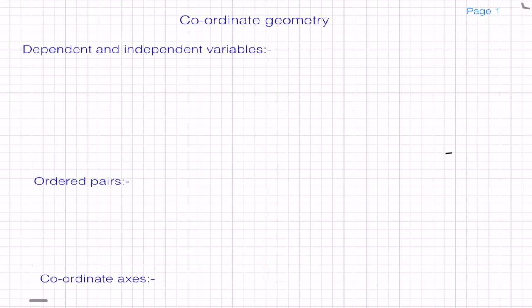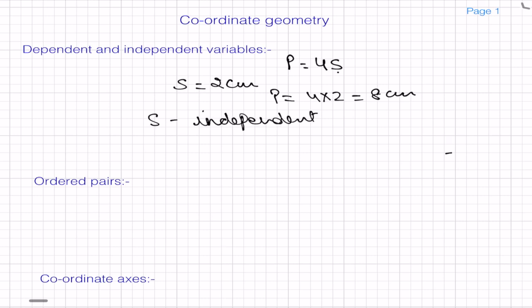So we'll just consider the equation P = 4S. This is the formula for the perimeter of a square. S is the side, P is the perimeter. If the side of the square is given, suppose S is 2 centimeters, then the perimeter will be 4 into 2, that is 8 centimeters. That means the value of the perimeter is dependent on S. So in this case, S is the independent variable and P is the dependent variable, because the P value is dependent on the side.